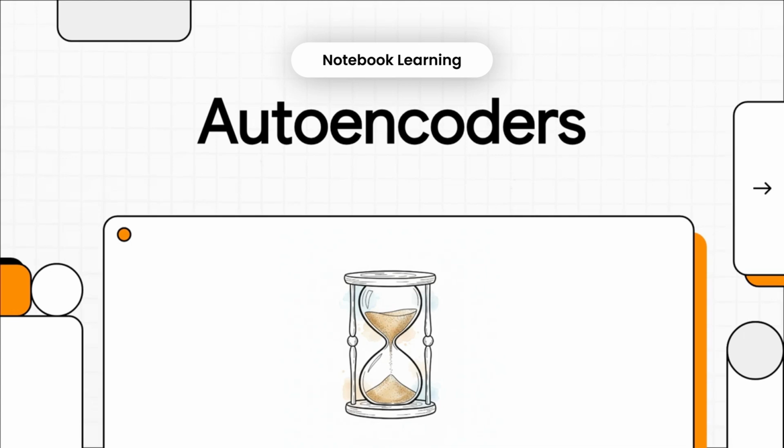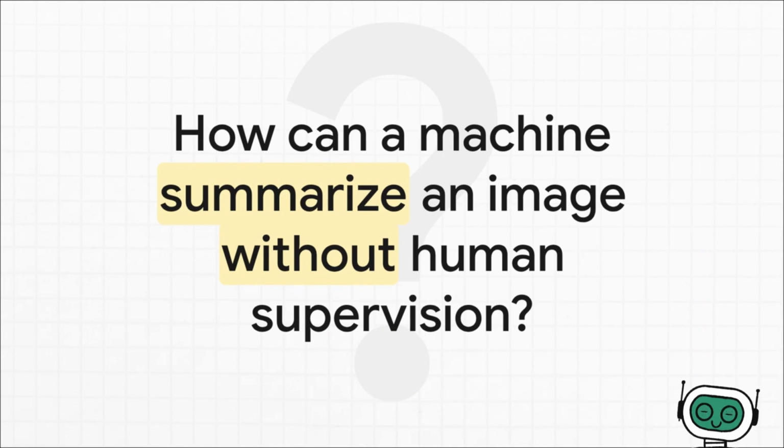Welcome to day 46. Today we're looking at a fascinating kind of neural network, one that learns without needing any labels. It's called an autoencoder, and its goal is surprisingly simple: to understand data so well that it can recreate it from memory. So think about this for a second.